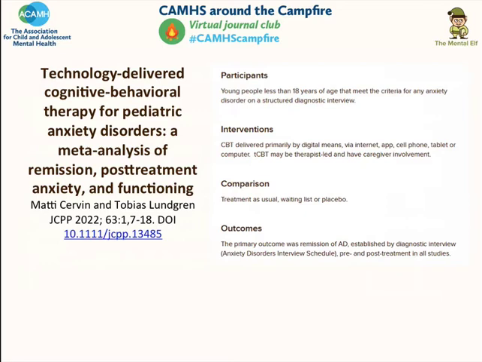We also looked at studies with slightly different comparisons. Some of them gave the control group treatment as usual, some of them put them on a waiting list, and some even had a psychological placebo intervention. So that's what TCBT was being compared with: treatment as usual, waiting list, or a placebo.